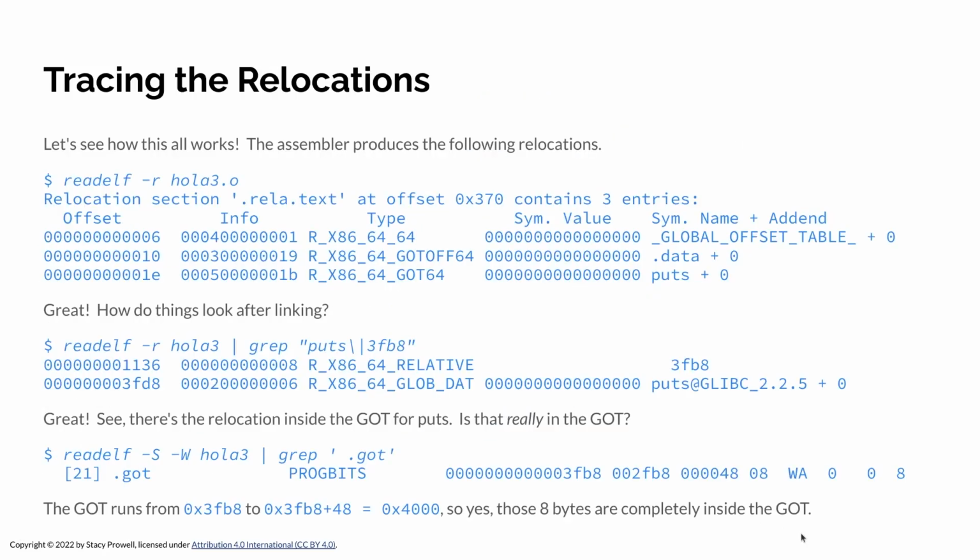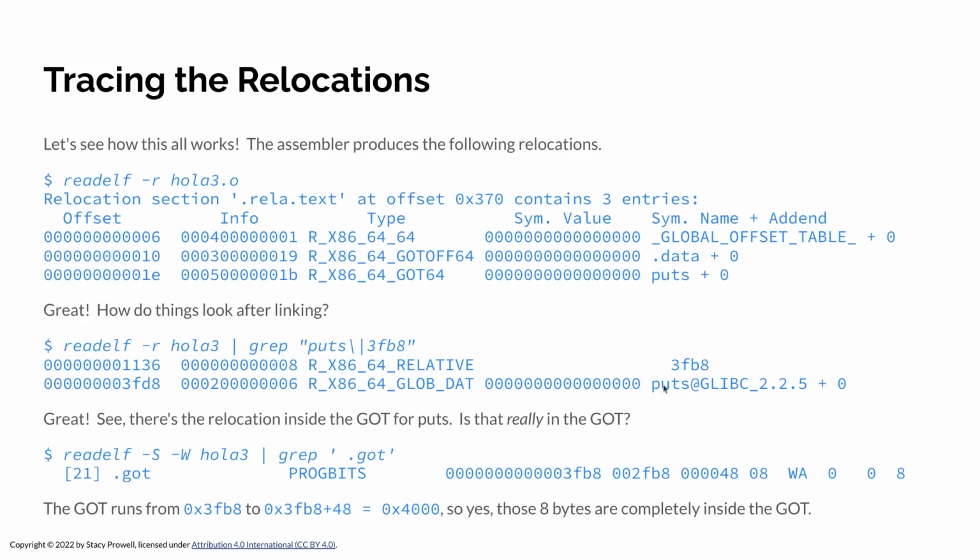We can see how all this works. If we look at this, we'll see we have 3 relocations. We have one for the global offset table address itself. We have then 2 others. We have this one in data, and then this one for puts. This one is for message, which is the start of data, and this one's for the address of puts. We link, and we take a look inside the linker, and we see some interesting stuff going on here.